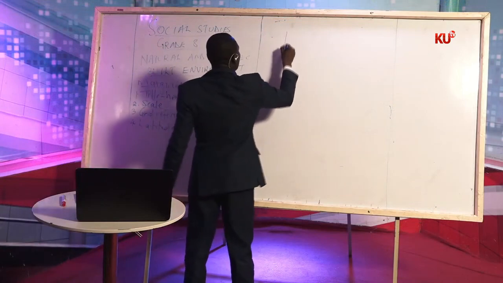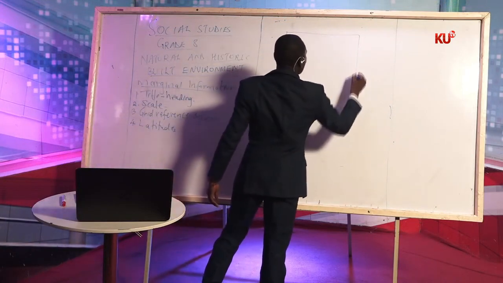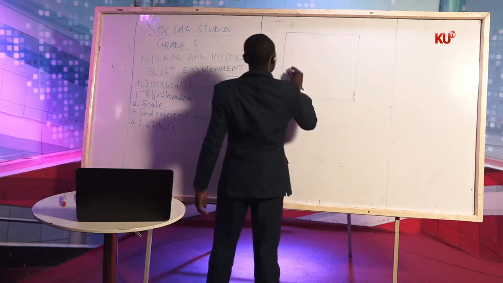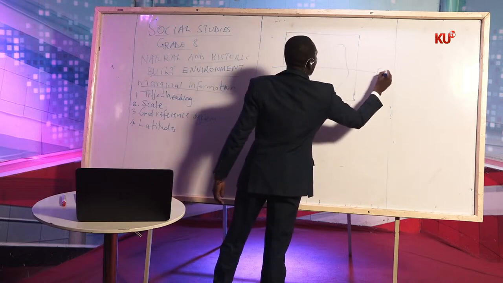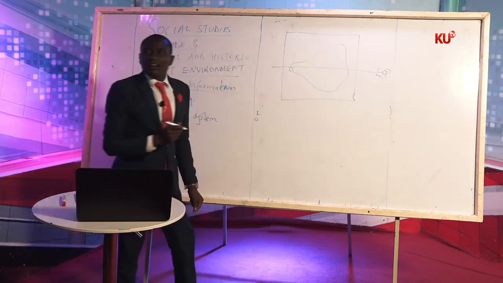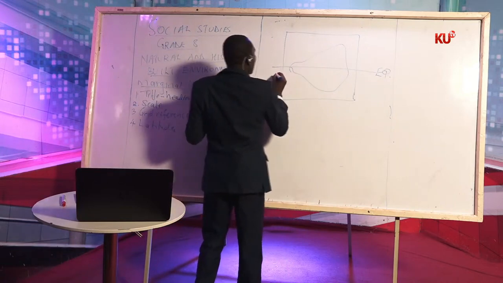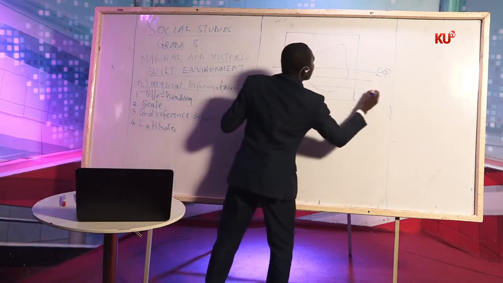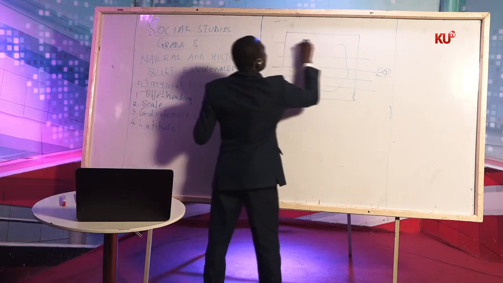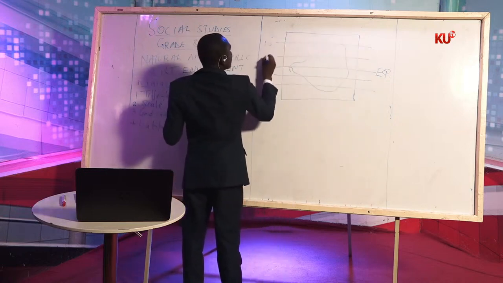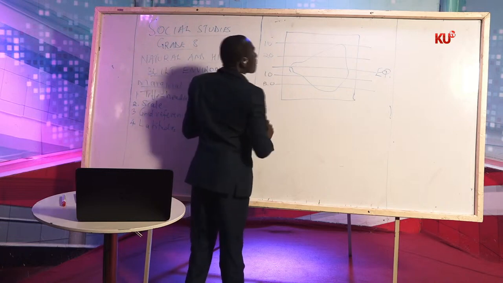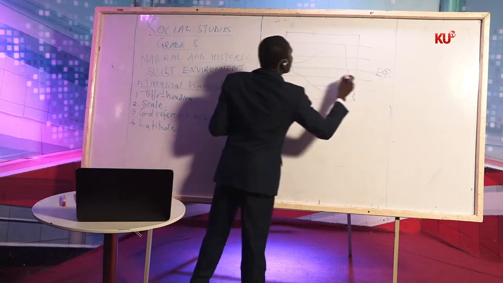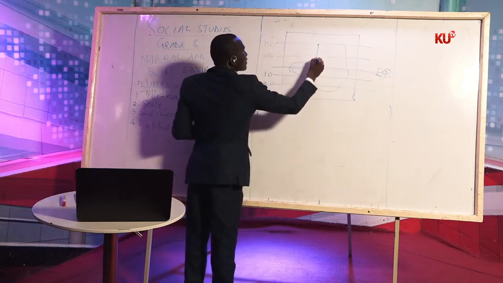Let me just draw for you here so that you are able to see. If this is the map, and we have the equator there, how far is this distance? Just a minute, I will use figures. This is 10, 20, this is 10, 20. Now, if this is the equator, how far is this distance from the equator?